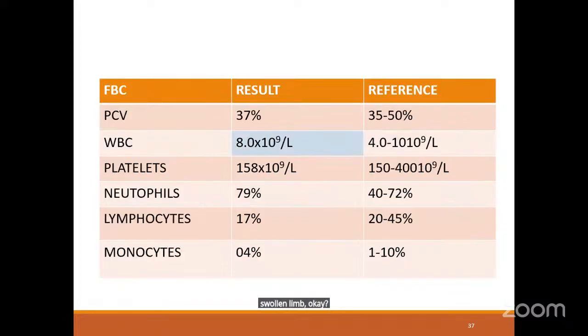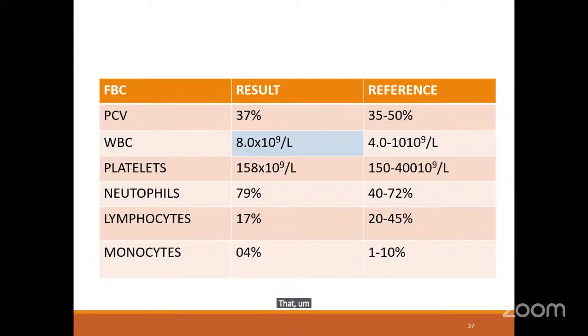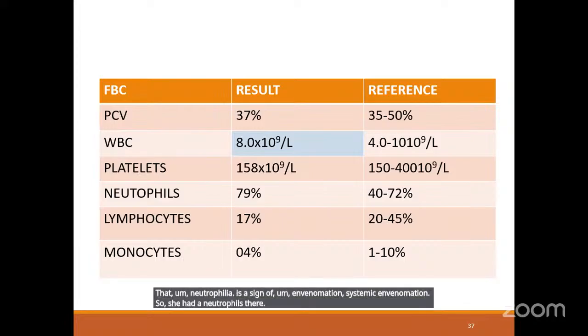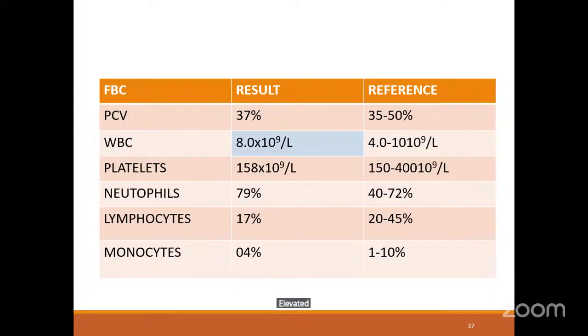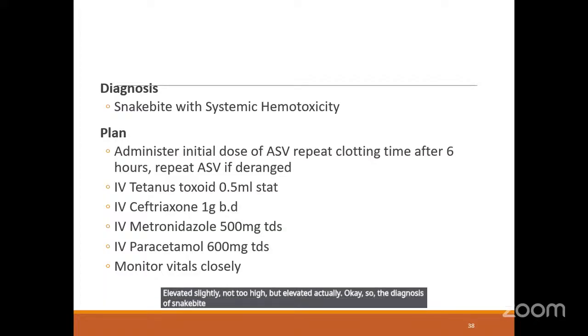So the packed cell volume was okay, everything okay, except the neutrophils. Remember we said that neutrophilia is a sign of envenomation, systemic envenomation. So she had her neutrophils elevated slightly, not too high, but they were elevated actually. Okay, so the diagnosis of snake bite with systemic hemotoxicity was made.